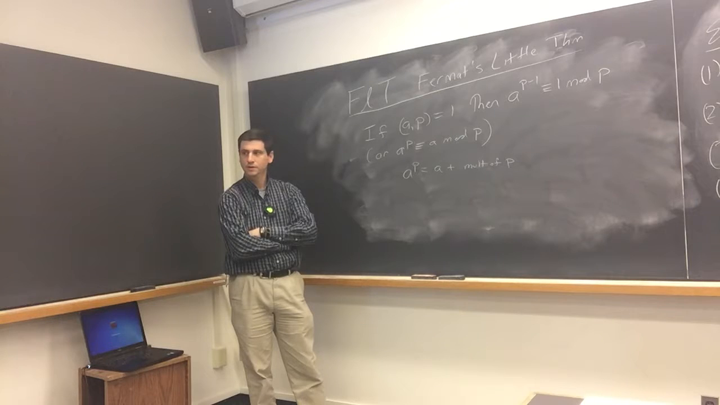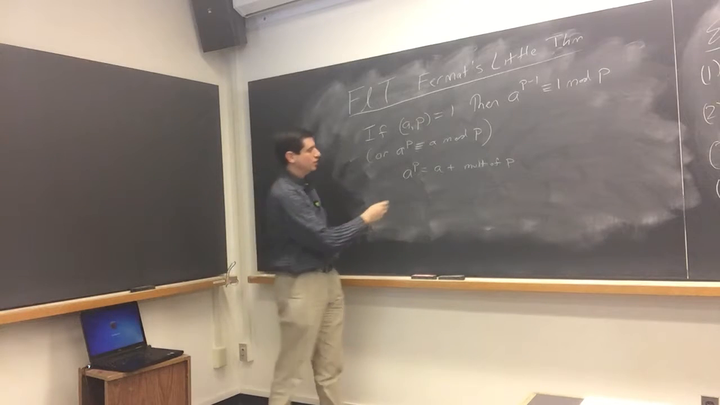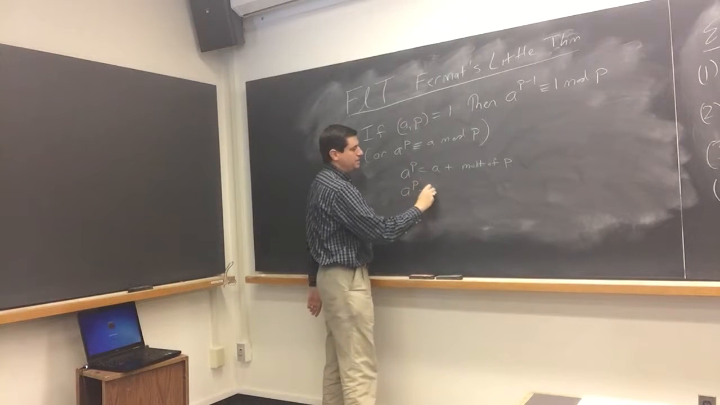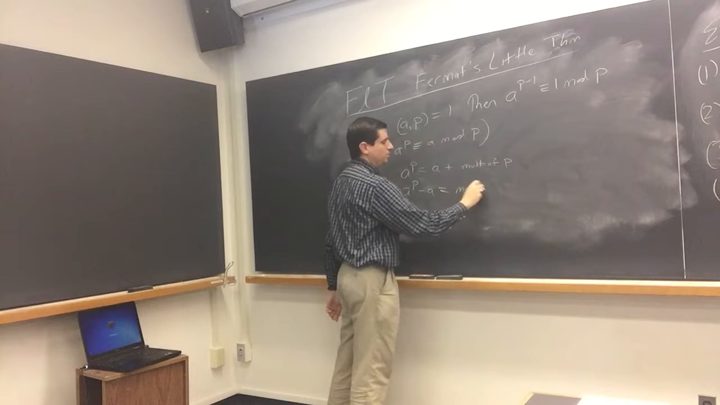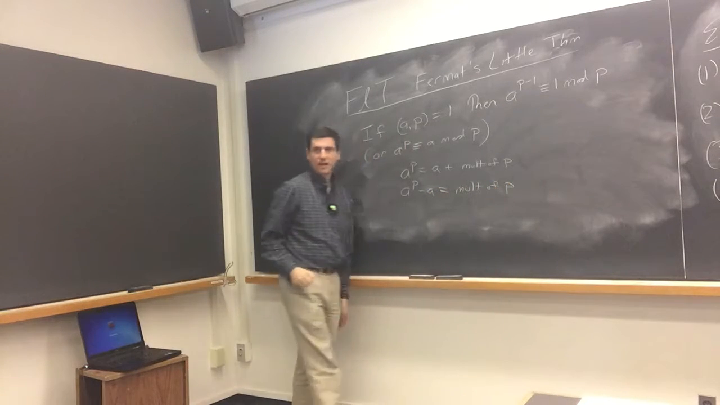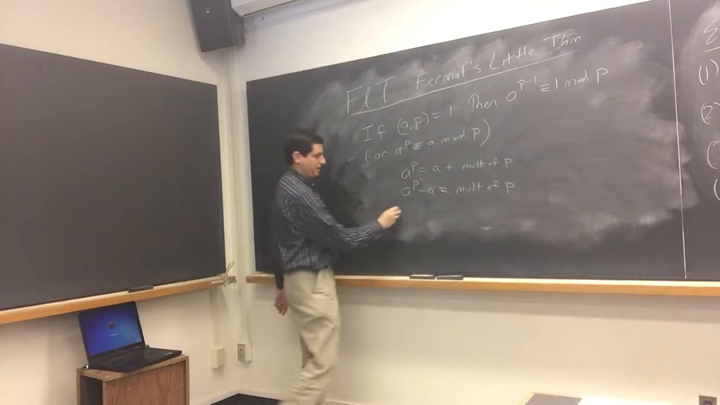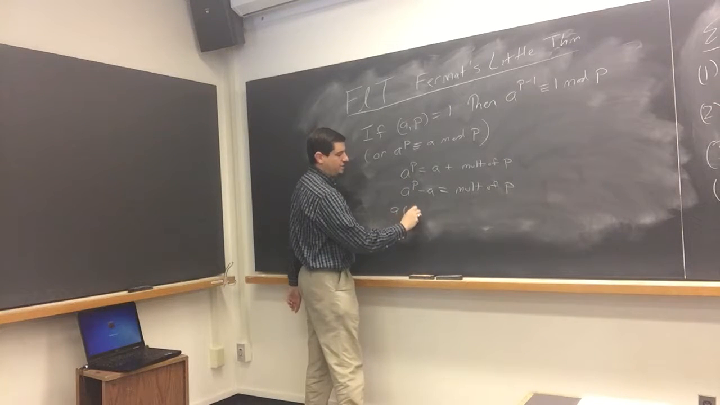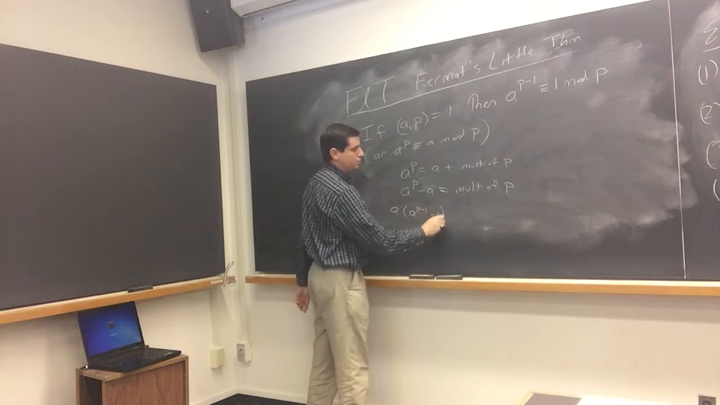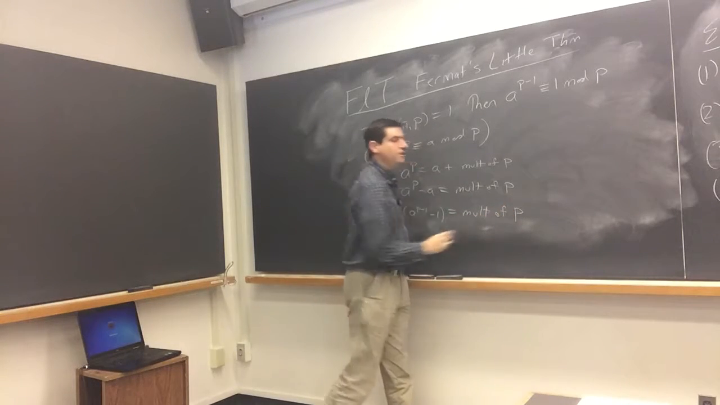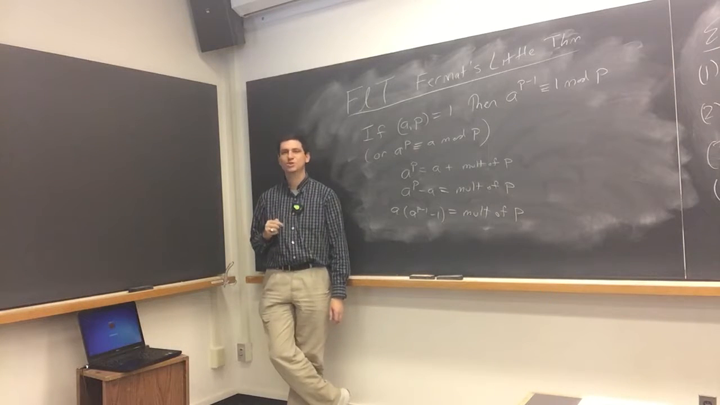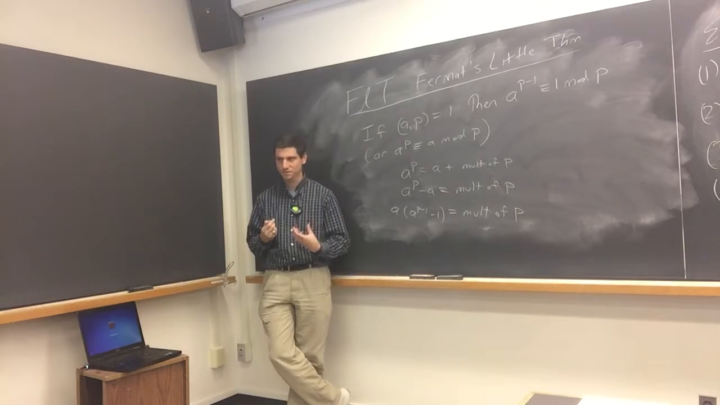And divide both sides by A. So can I divide both sides by A? Well, let's look. I would have A to the P minus A is equal to a multiple of P. Now I factor out an A, and I would get A to the P minus 1 is equal to a multiple of P. We've got to be really careful when we do mod arithmetic, which is why I'm happy to spend a little time doing this.